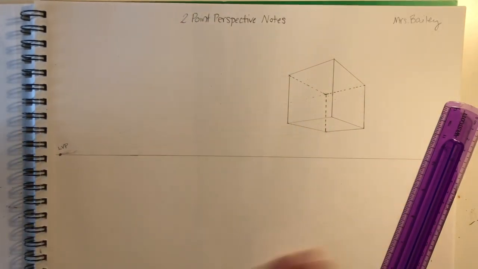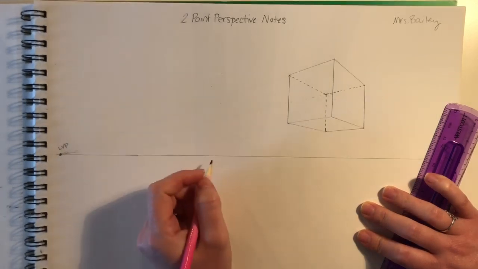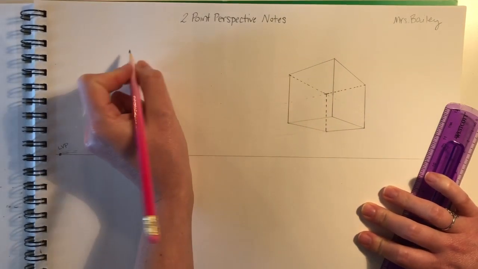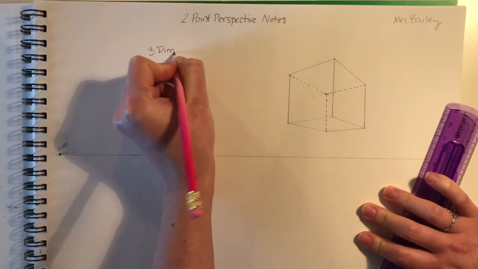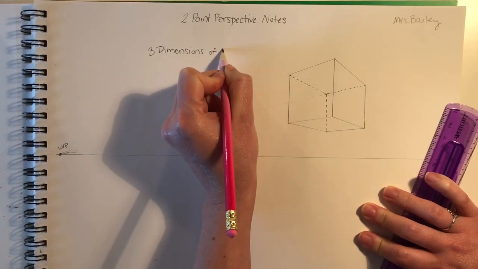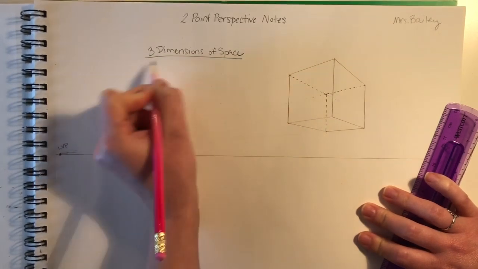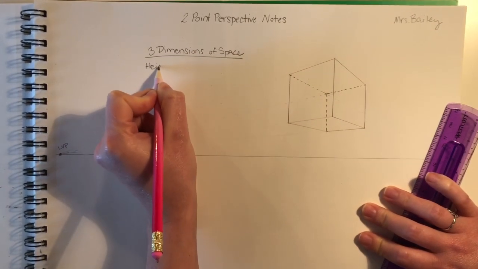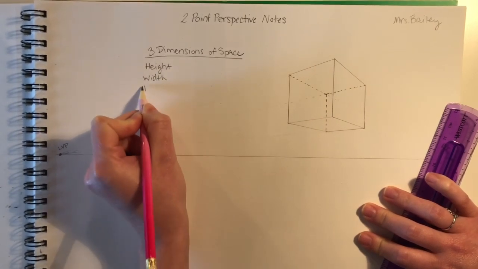Now there are a couple of important things that we want to talk about with 2-point perspective. And those are going to be what those 3 dimensions of space now represent with the 2-point perspective cube. So over on the left-hand side, if you would, write our 3 dimensions of space. And those are height, width, and depth.